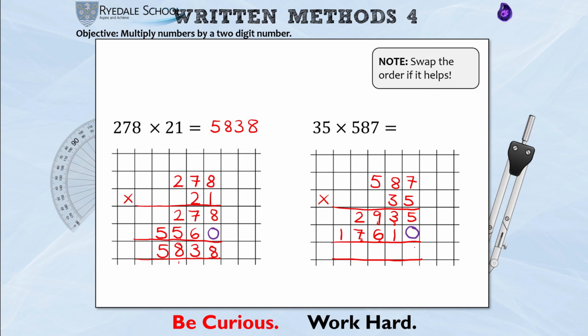So 5 and 0, 5. 3 and 1, 4. 9 and 6 is 15, so carry 1. 2, 7 is 9, add the 1 is 10. And 1, and the 1 we carried is 2. So the answer to this question, 35 times 587, is 20,545.